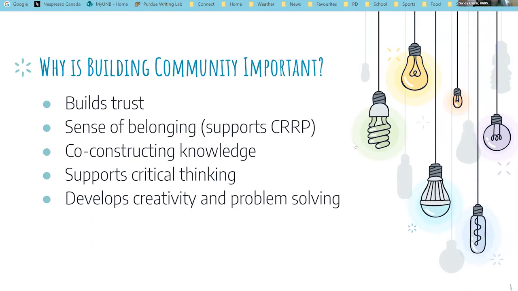We put support CRRP, which is culturally relevant and responsive pedagogy. This is not the work of CRRP. I want to make that clear. That work is so crucial in terms of developing high expectations for all students, developing cultural competence and critical consciousness. Those are very specific skill sets and learning that we all need to do. But this work of building community can be part of that work and definitely supports that work. So I want to make that distinction.